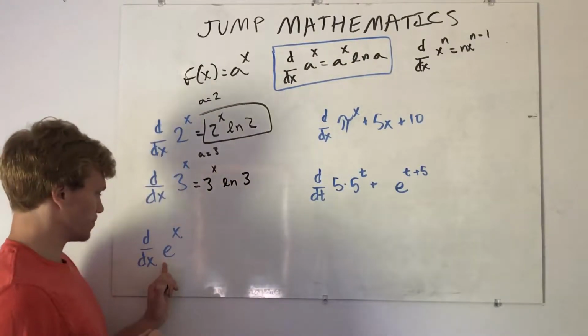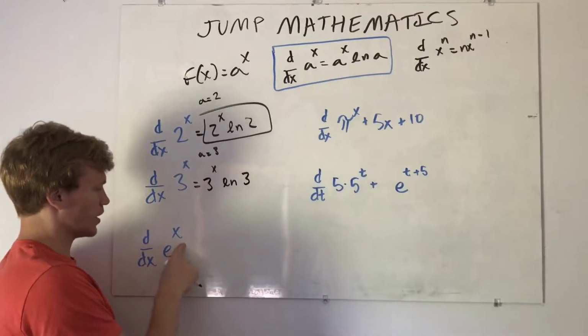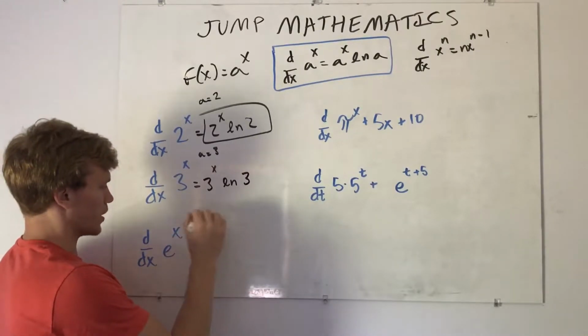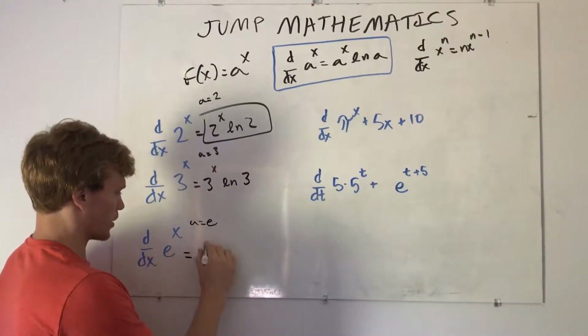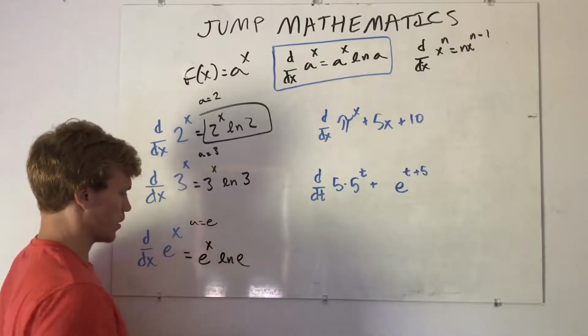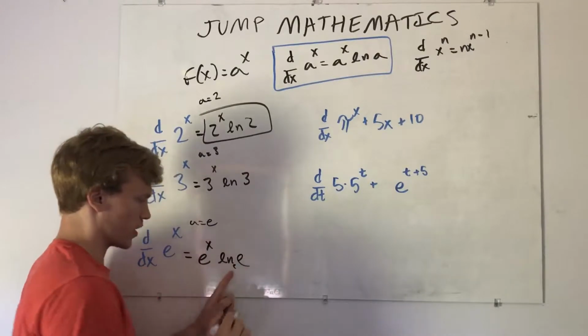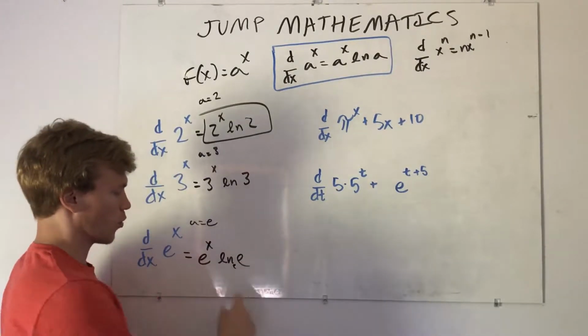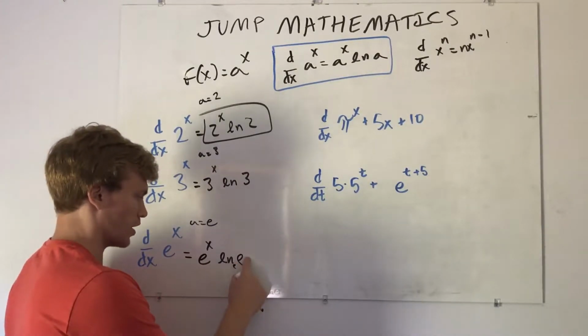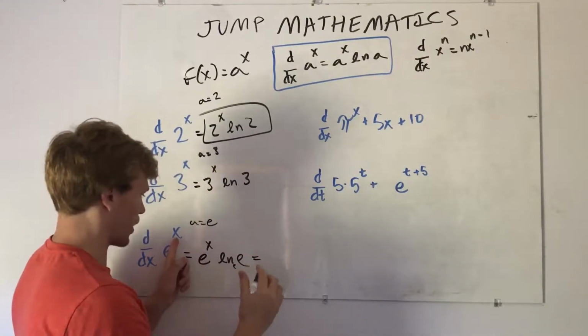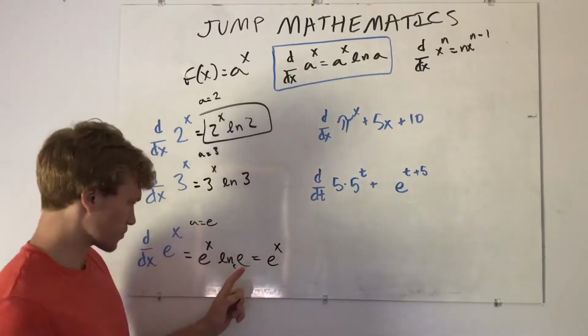This is my favorite one. The derivative of e to the x, a equals e. So in this case it should be e to the x natural log e. The natural log of e asks, what number do I have to raise e to in order to get e? Well, that's just 1. The natural log of e is just 1. So the derivative of e to the x is e to the x.